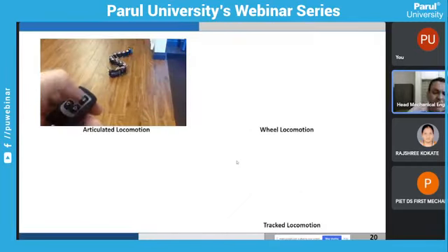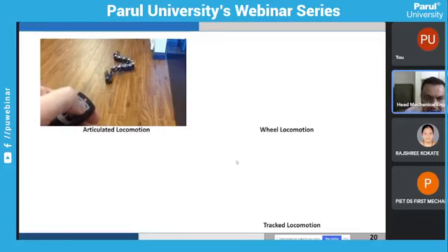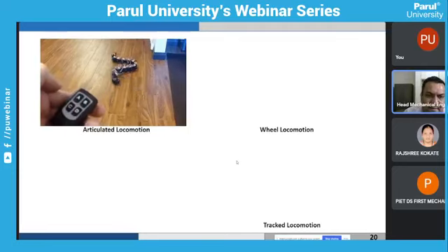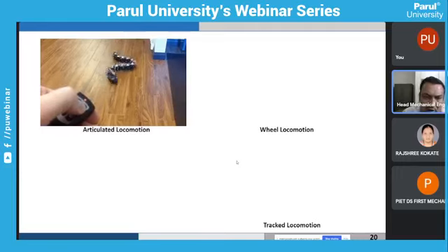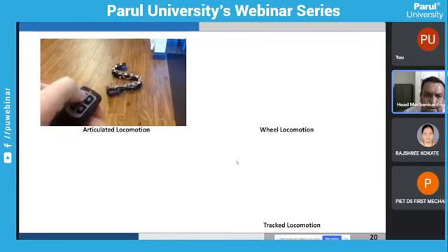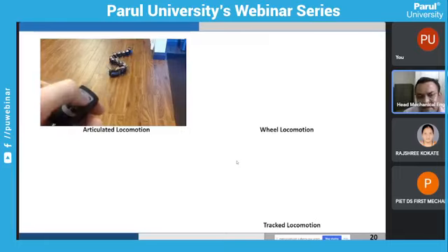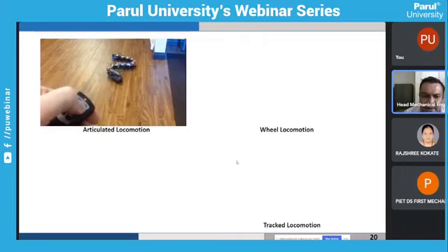Humans have legged locomotion, and snakes have articulated locomotion. Here you can see that people have developed snake-like configurations. Whenever we want to inspect inside a hole up to a certain level, where a human cannot move or a human hand cannot be placed inside, in such situations this kind of articulated locomotion is preferred.